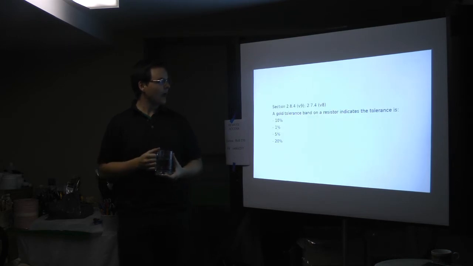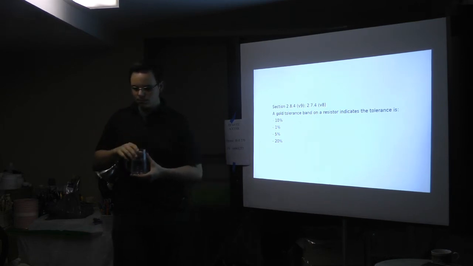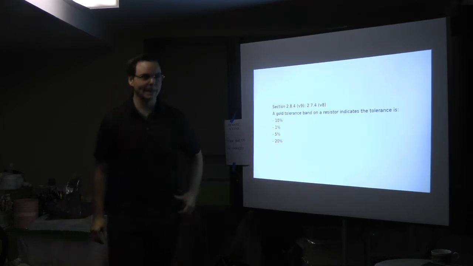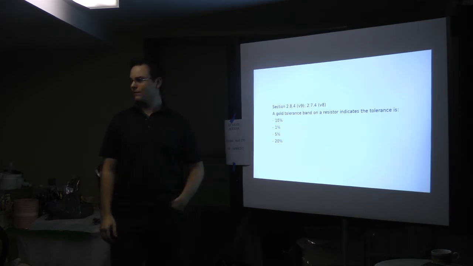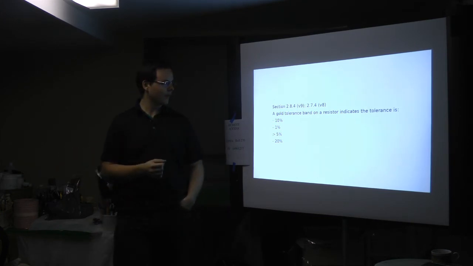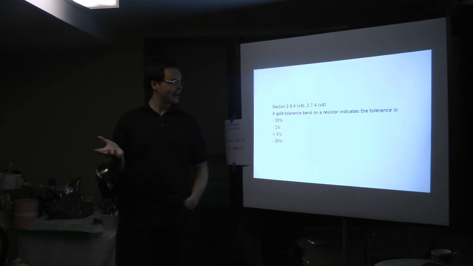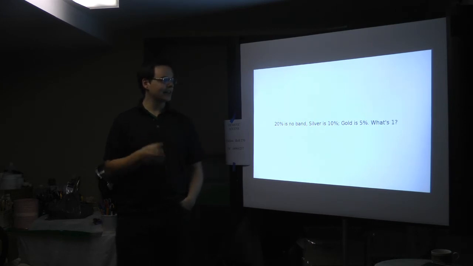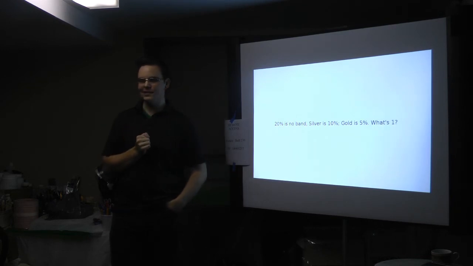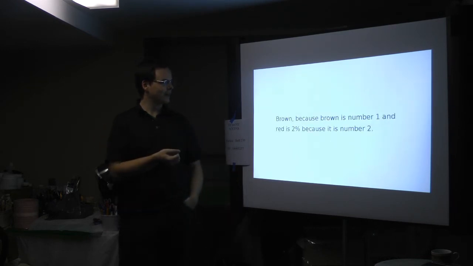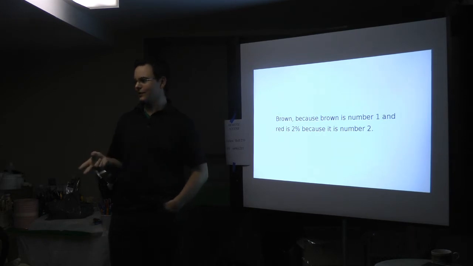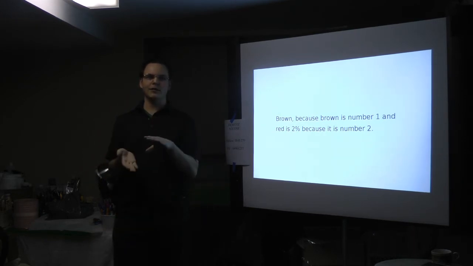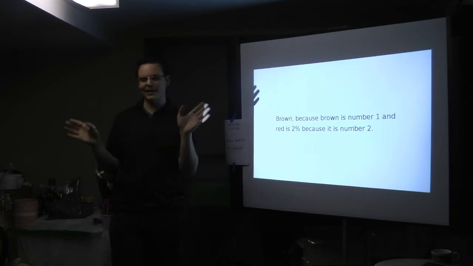A gold tolerance band on a resistor indicates the tolerance is 5%. We guessed on that, didn't we? 20% tolerance is no band, then silver is 10%, then we get 5% for gold. Anybody remember what 1% is? Brown, because brown is number 1 and red is number 2. From there you jump a number past orange and things start getting messy. Don't worry about that, you don't have to know any of it.